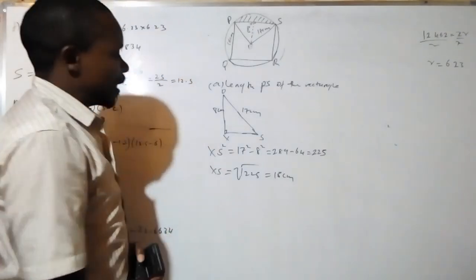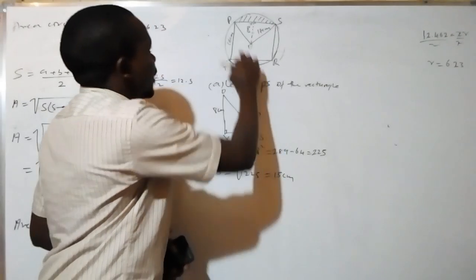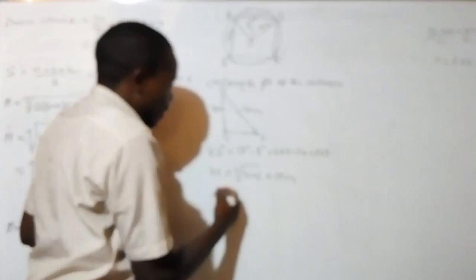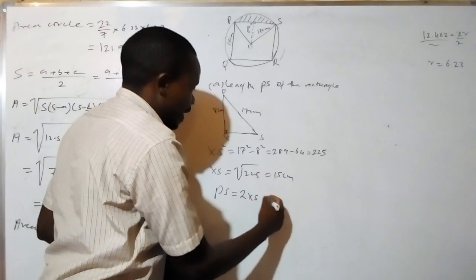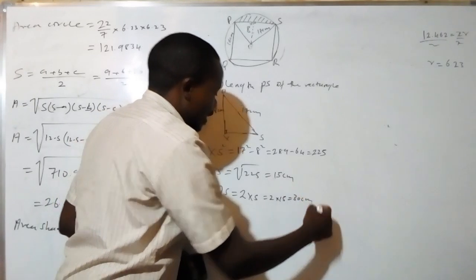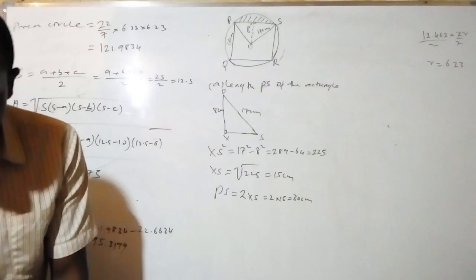But the examiner wants us to compute PS. PS is equal to twice XS. 2 times 15 is 30 centimeters. Those are 2 marks.